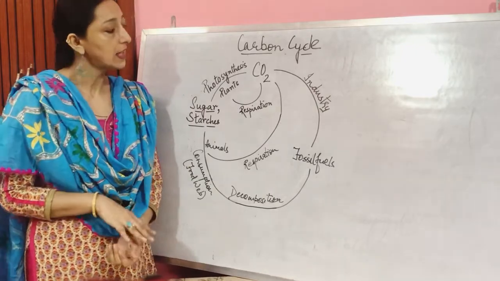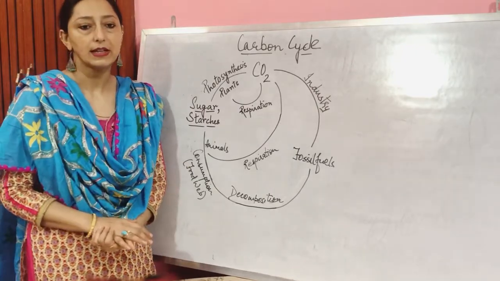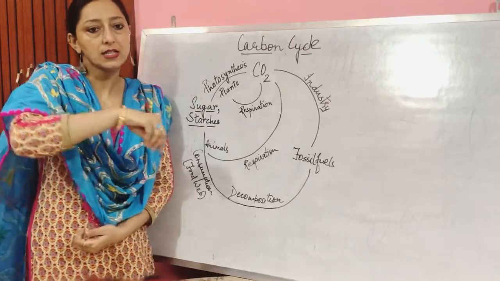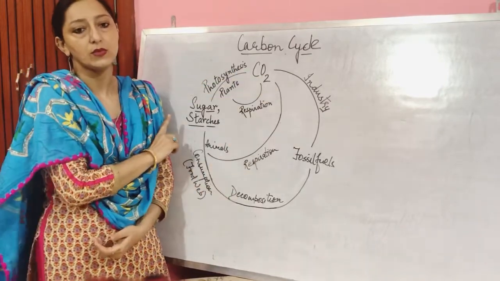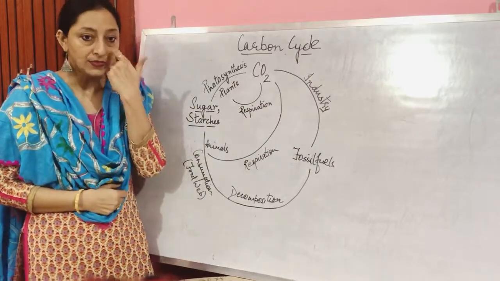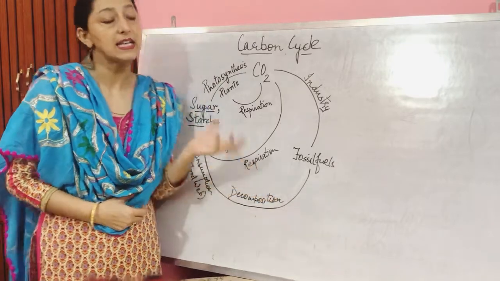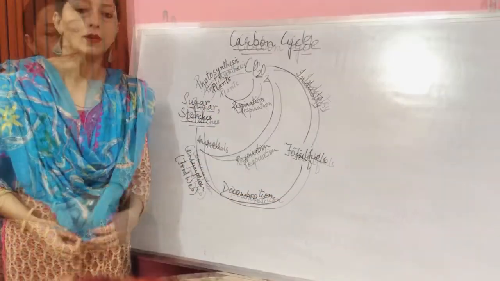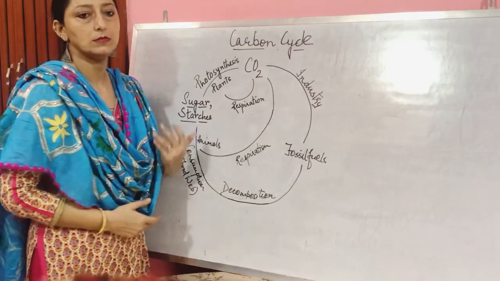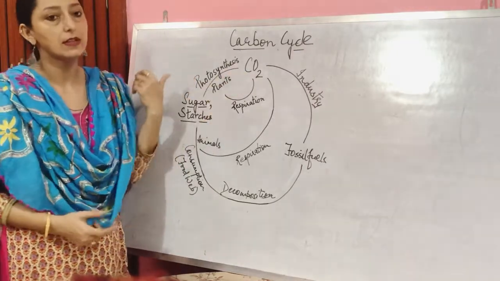The carbon cycle is also a biogeochemical cycle in which the element carbon is circulated in the biosphere between living as well as non-living elements. And carbon is also an essential life element. Okay children, let's see how this carbon cycle works.